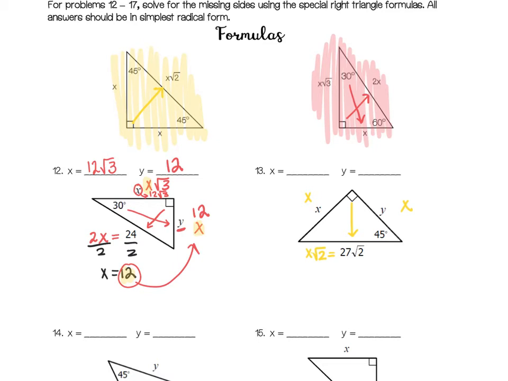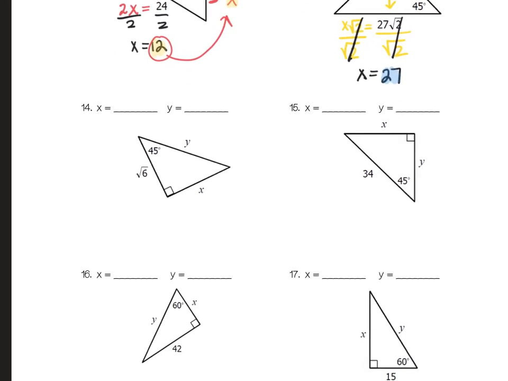Solve for x. So x and square root of 2 are multiplying. The opposite is divide. When I divide, these square root of 2s cancel out, and so do these square root of 2s. So x equals 27. Now take that and plug it in everywhere you labeled an x. That means this side's 27, and this side is also 27. So where the x blank is, I'm going to put a 27, and where the y blank is, I'm going to put a 27.